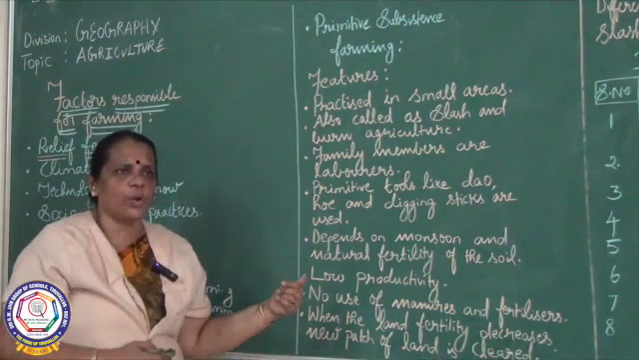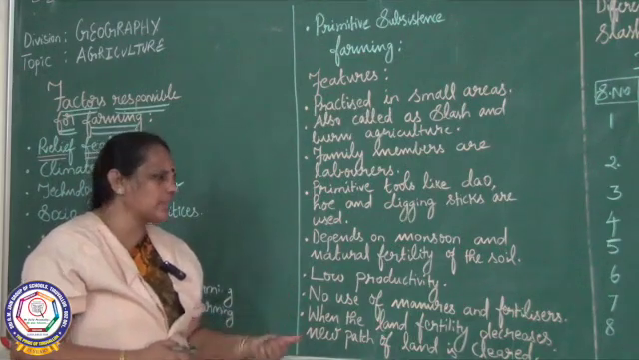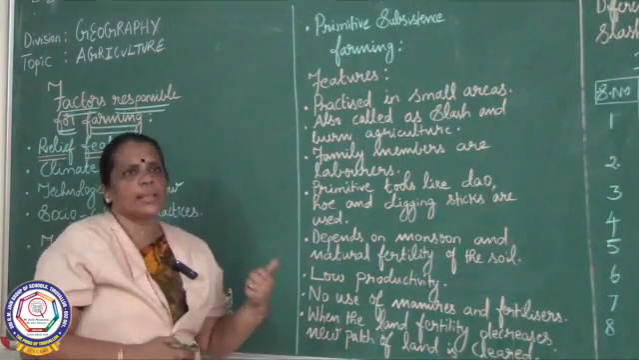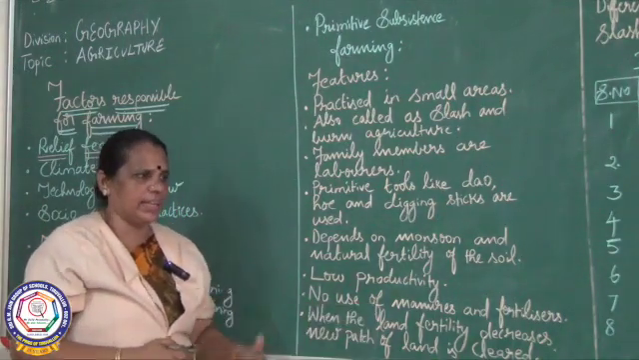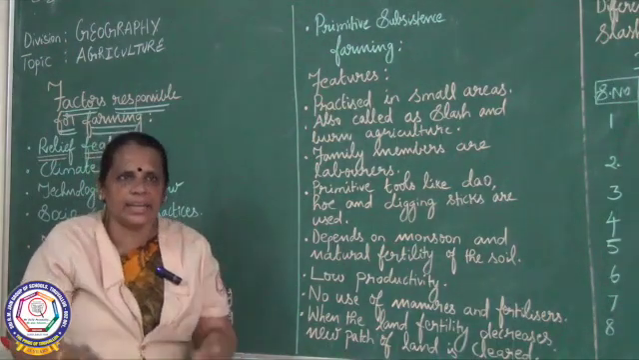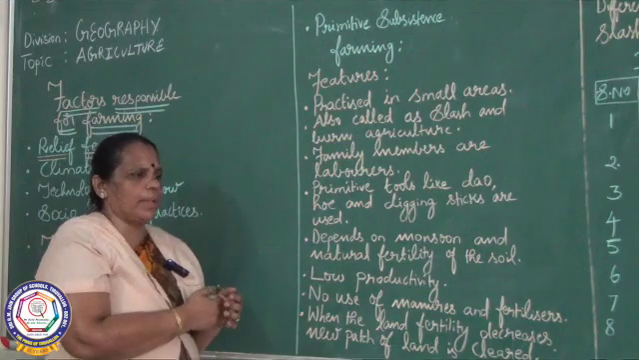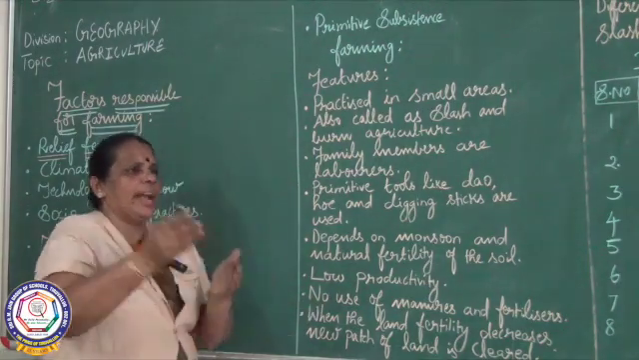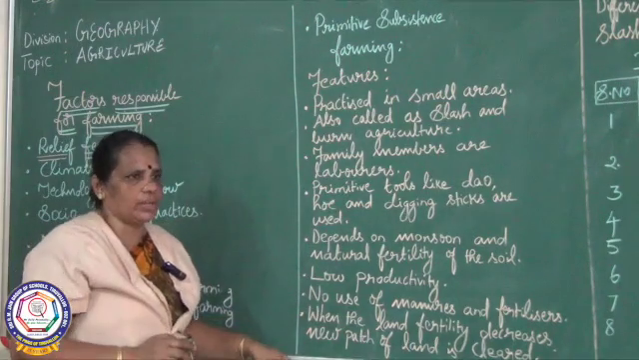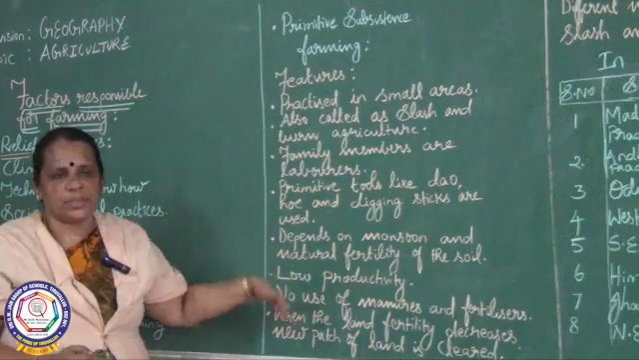And as they are going to produce only for their family, they cannot aim for maximum production; only low productivity is possible. The next one is, they are not going to use manures and fertilizers. Then our last point: when the fertility of the land decreases, once again they will completely move from that place. They will move to a new place, and once again they will clear a fresh patch of land for cultivation. So these are the important features of primitive subsistence farming.